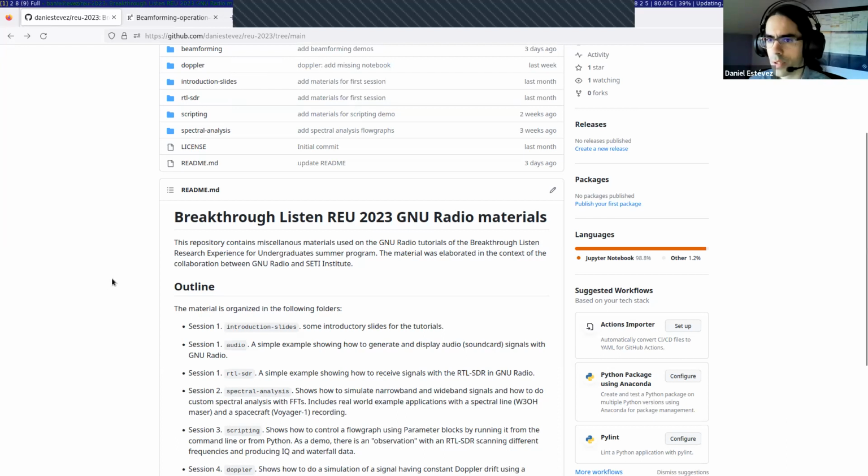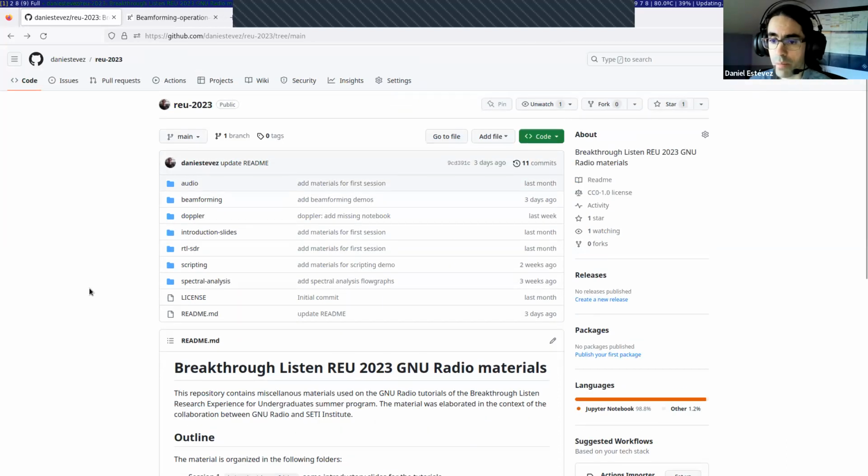There we go. So the topic today will be beamforming. We are going to be doing a few introductory demonstrations about beamforming and also interferometry. And as we will see, beamforming and interferometry are in a certain way two sides of the same coin, so they are tightly related.